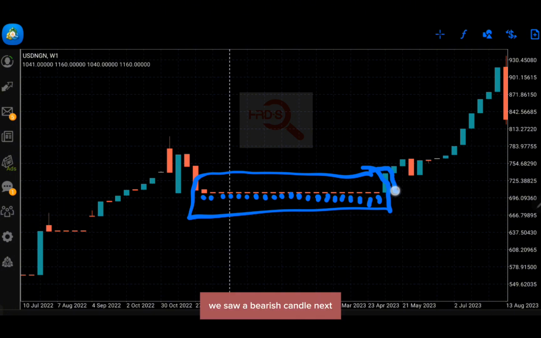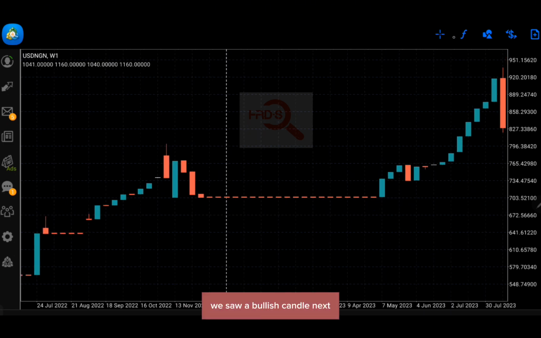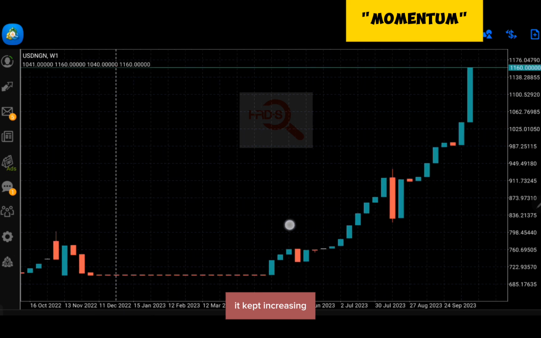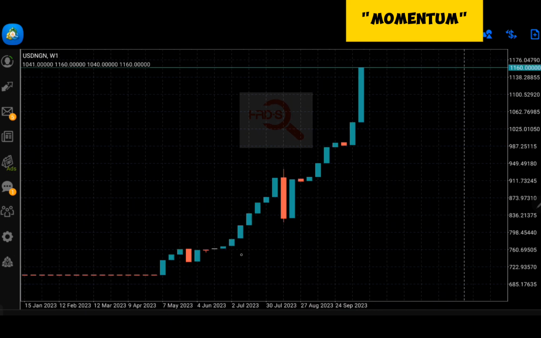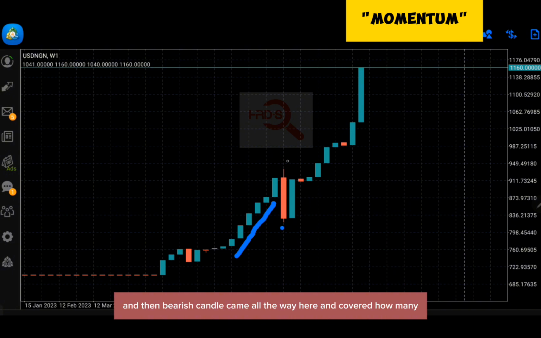We saw a bullish candle next, bigger in the body than the previous bearish candles. Okay. Now, we continued like that. It kept increasing. The next thing, the market continued shooting up. Bullish, bullish, bullish candle. And then one bearish candle came all the way here and covered how many?